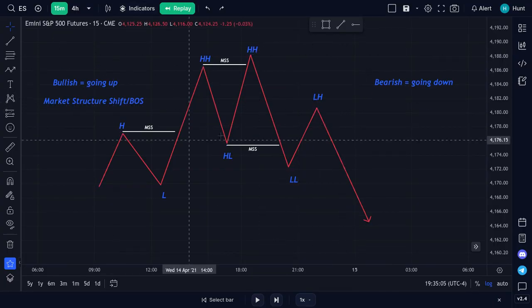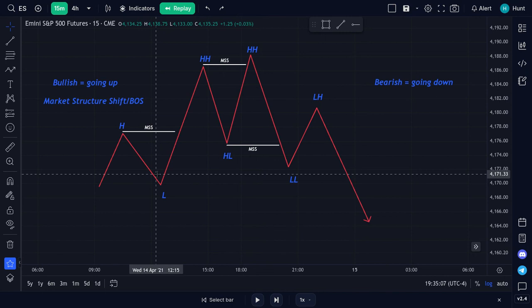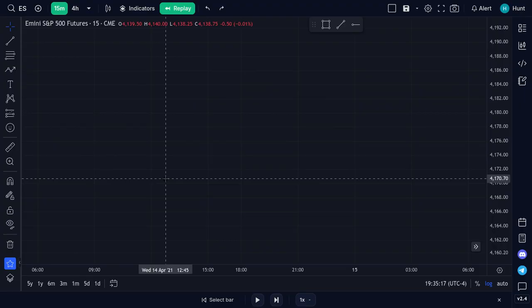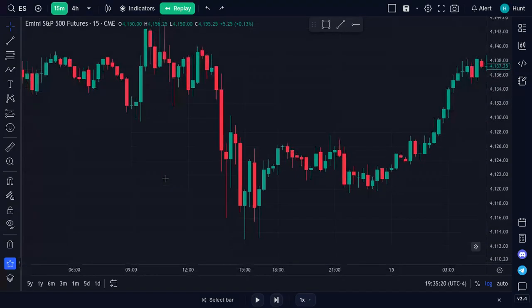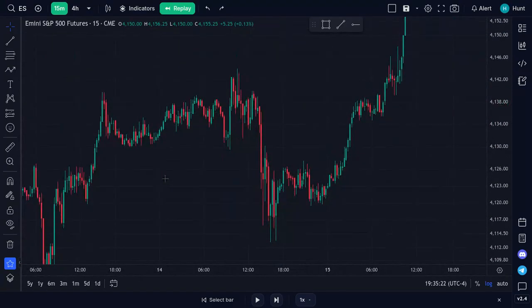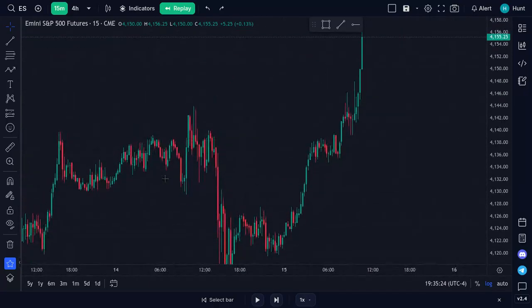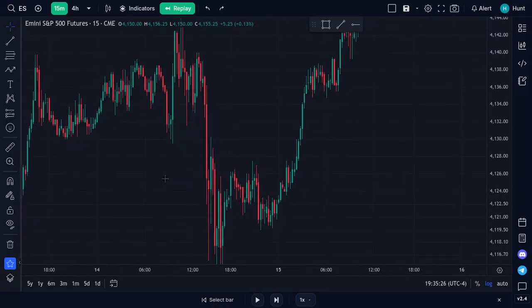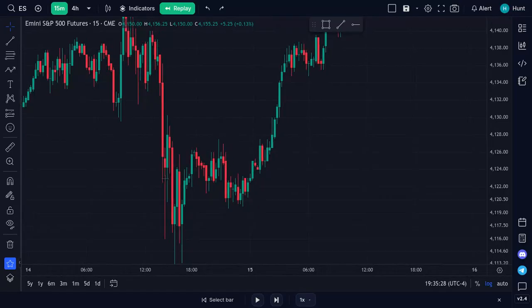So hopefully all of this makes sense. Now I'll show you guys this in price action as well, but this is basically the basics of market structure, highs and lows, and how market structure works, how to identify market structure shifts. And if there's anything else that you might be confused about or not 100% understand, just let me know in the comments down below.